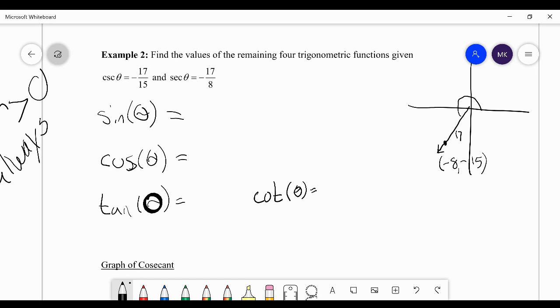So our sine is very simply negative 15 over 17. Now, another way to do that, other than saying, okay, the y value is negative 15, r value is 17, we also know that the sine pairs with cosecant. It's the reciprocal. So the reciprocal of negative 17 fifteenths is negative 15 seventeenths.